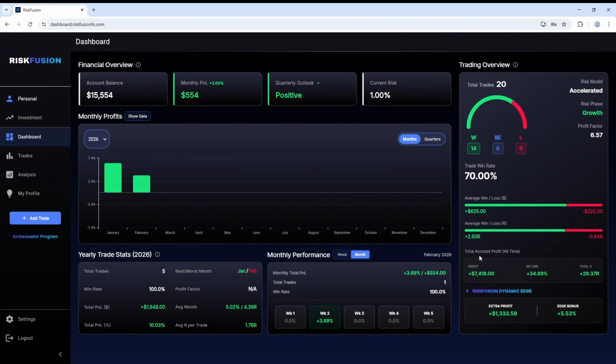And then we have our total account profit of all time. Okay, so this gives you your monetary value, your percentage, and your R across your whole account across all years. Okay, how much money you've made in total.